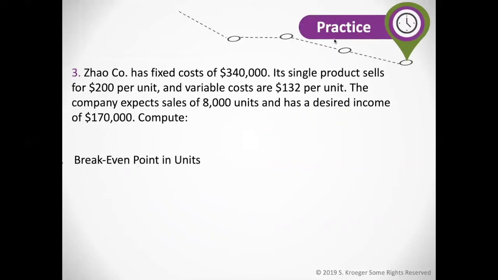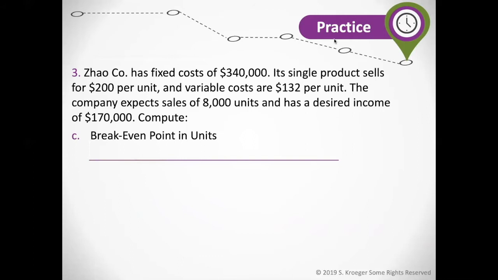This is still problem 3 on your classwork, part C though. It's still the same information we had before. We need to calculate the break-even point in units. You should pause right now to try to calculate parts C and D, and then unpause it to see if you got it right. Remember, this formula is fixed costs divided by contribution margin per unit.